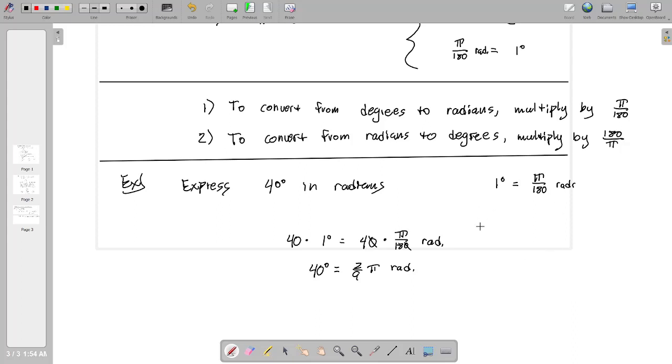This is how I'm going to do my conversions most of the time. And I want you to try one now. You're going to do the opposite. Express pi over 3 radians in degrees.